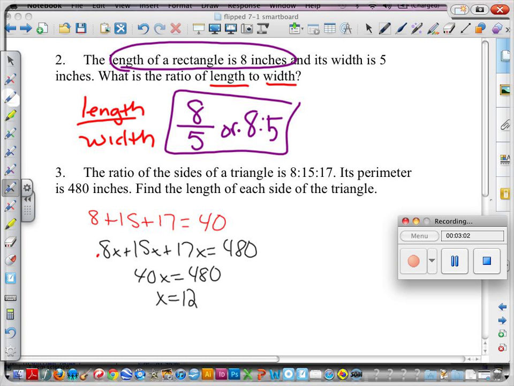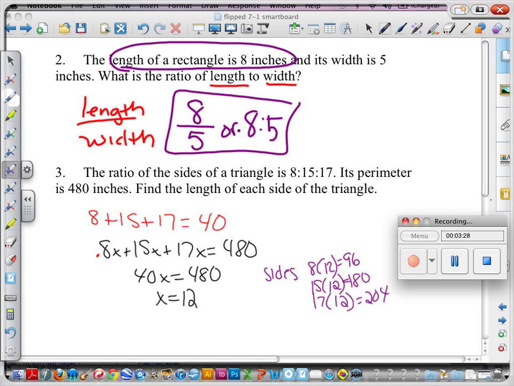Now that's not what they're asking for. They're asking for the sides. So now you've got to go and find your sides. It's 8 times 12, 15 times 12, and 17 times 12. And so I'm going to get 96. I'm going to get 180. And I'm going to get 204.